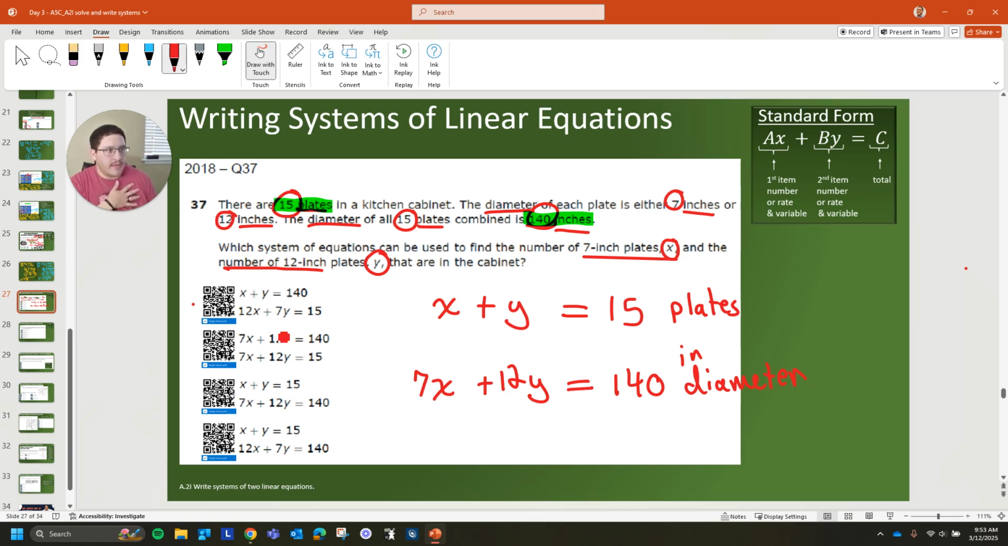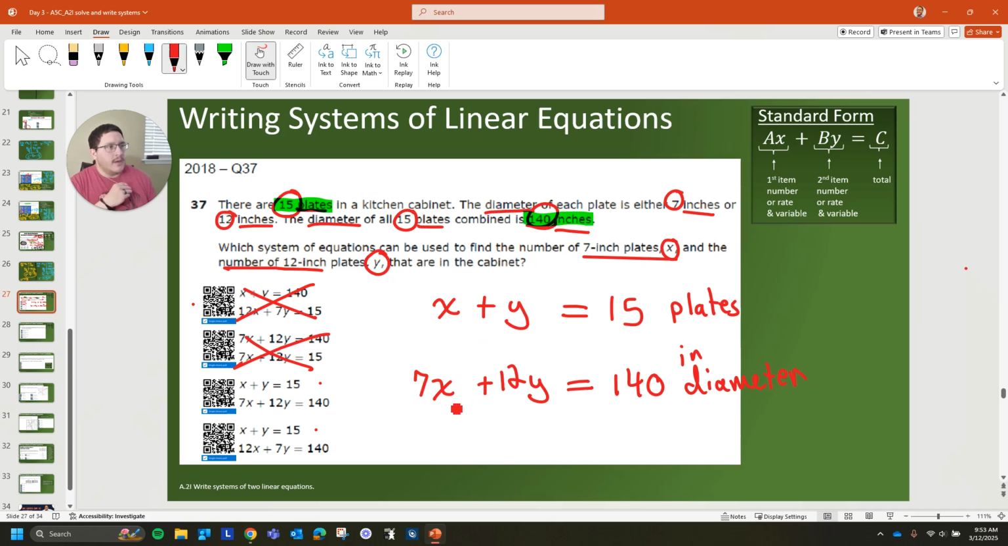However, I see these don't have x plus y, so this is no good. These do. Okay, so now let's go even further. X plus y equals 15. This one's equal to 140. This one's no good. This one's equal to 15, so that's good. This one's equal to 15, that's good.